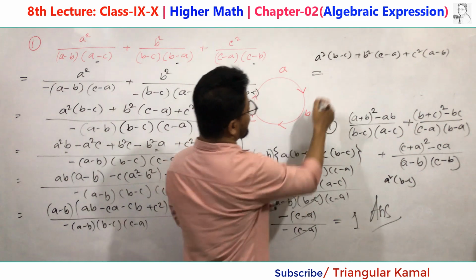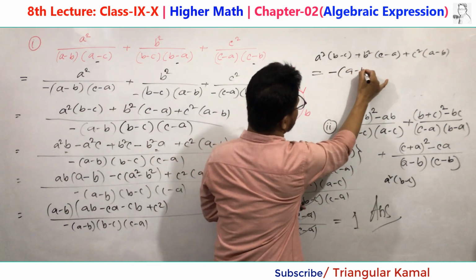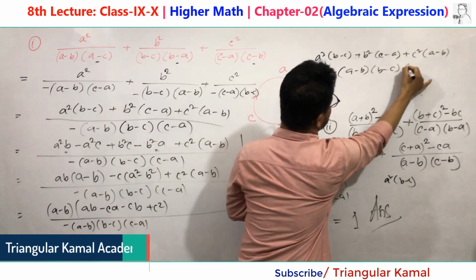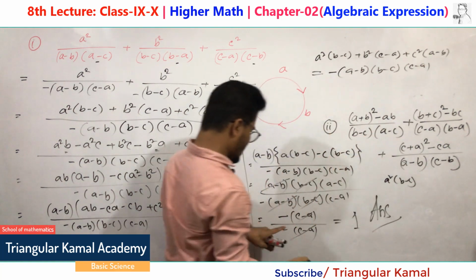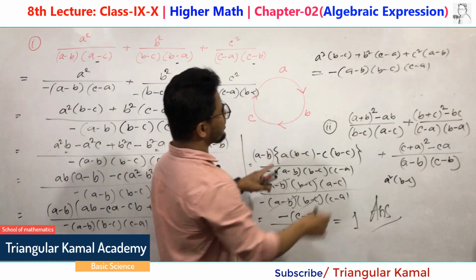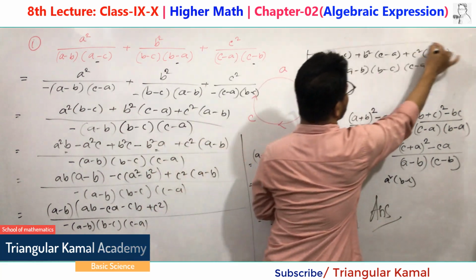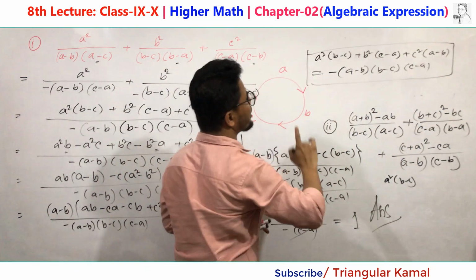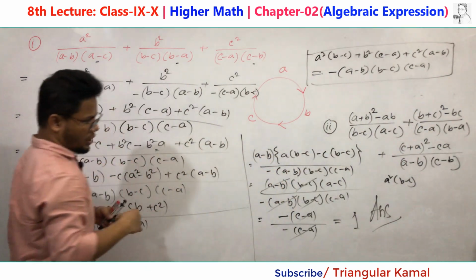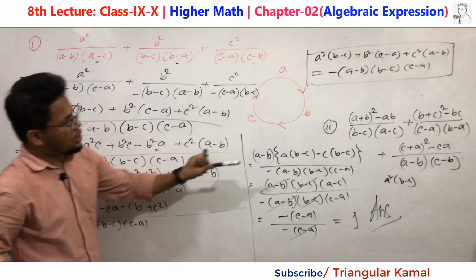Finally we get here minus (a minus b)(b minus c)(c minus a). Just taking common minus, this is the final answer. So this is the formula and we will apply this formula in the next maths. Okay, now attention to number 2.